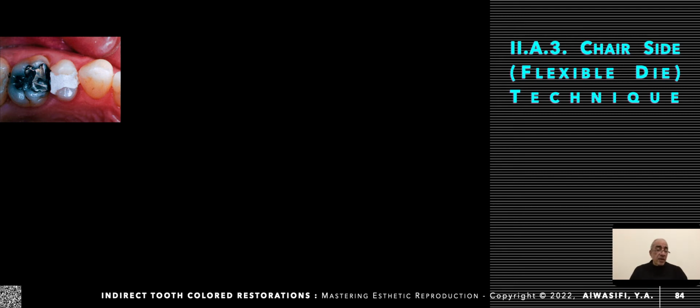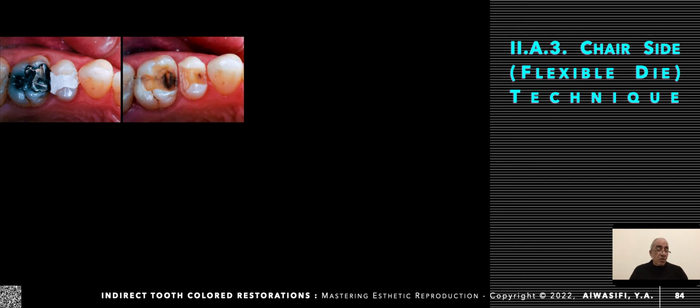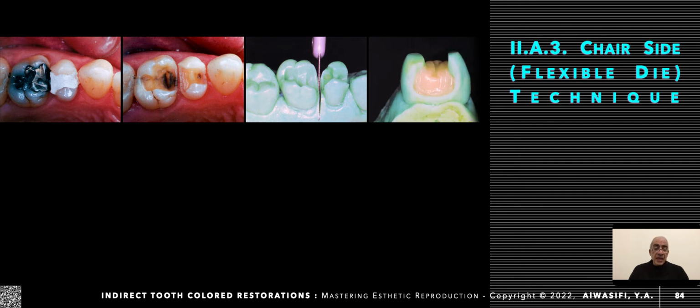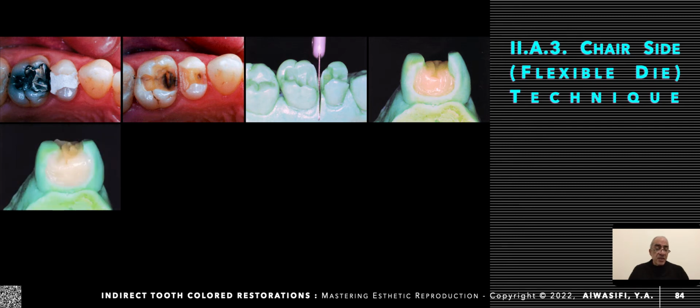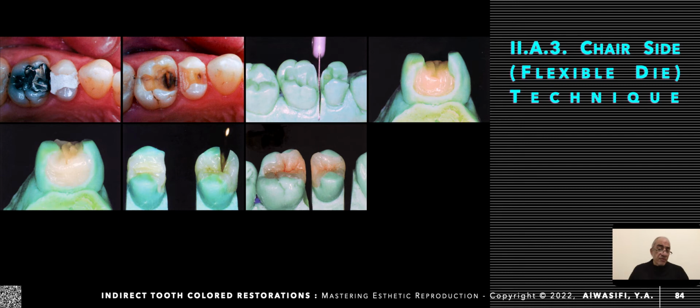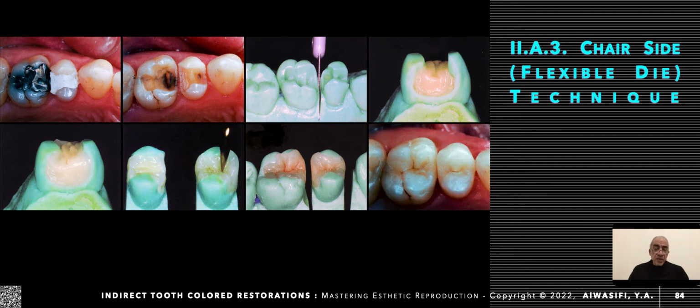This is one of them: removal of all the restoration, a failed GIC and an extensively damaged first molar. After removal of the defective restoration, the impression is taken and poured with special silicone base material, and it is cut into a removable die using a lancet. Then the composite is built incrementally, forming the dentine shade, then covered by enamel shade, then characterization. This is the finished case, and this is the case after complete cementation.